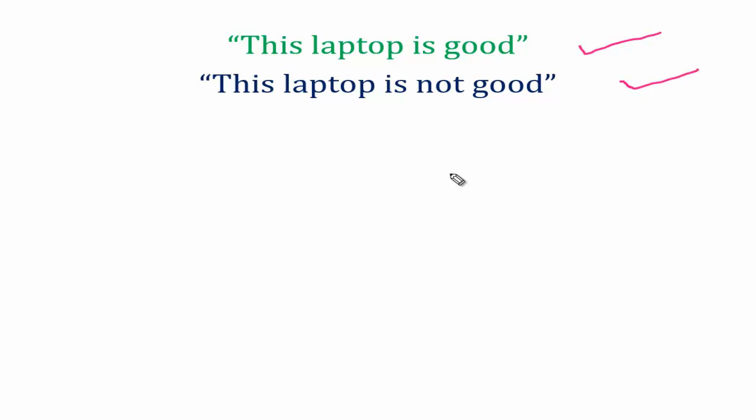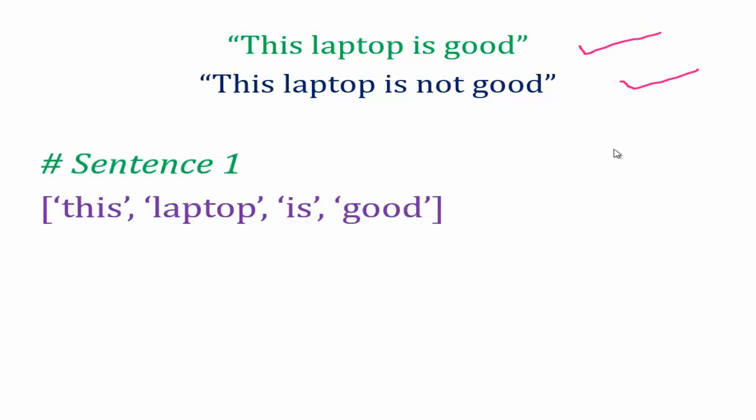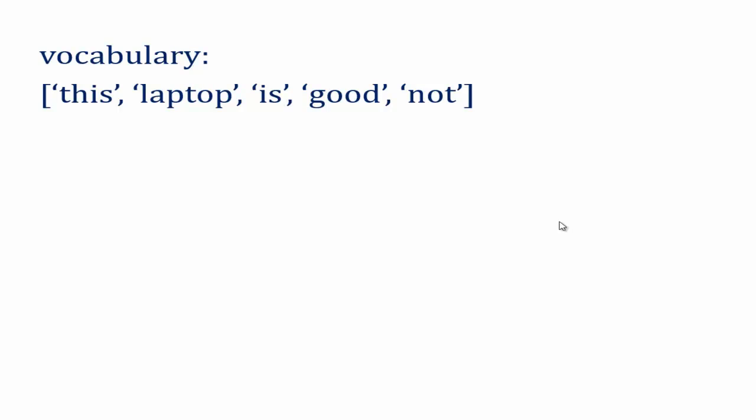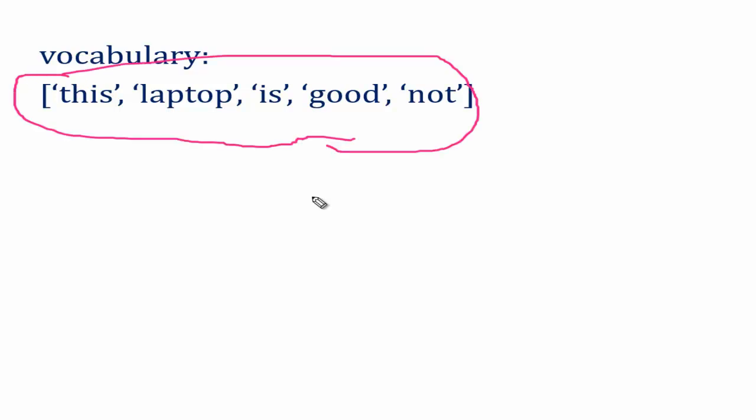Now, if we apply unigram, we split them like this. You can see the unigrams for sentence 1 and the unigrams for sentence 2: this, laptop, is, not, good. As we discussed earlier, in unigram, we are taking one word at a time from the sentence. From both sentences, we collect the unique words, and that becomes our vocabulary, meaning the features generated by unigrams. This is our vocabulary. Here we have collected all the unique words from both the sentences.